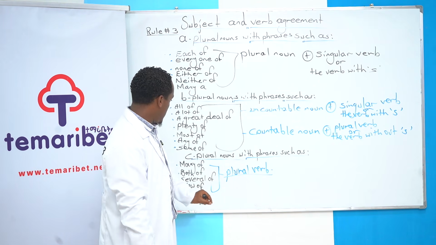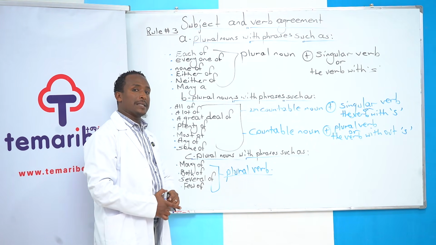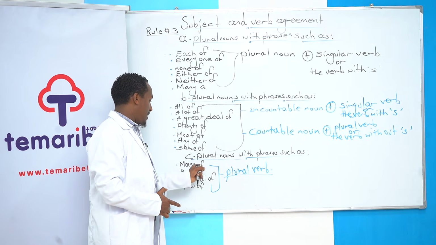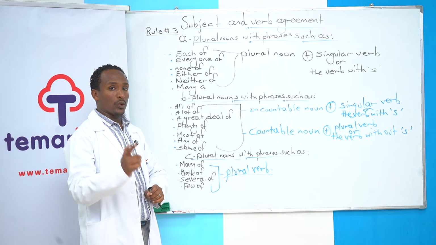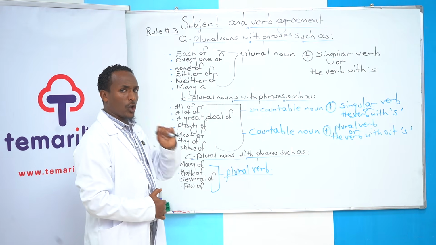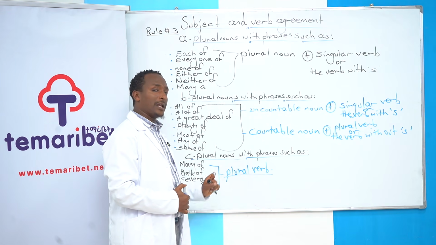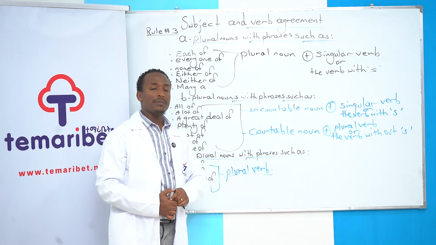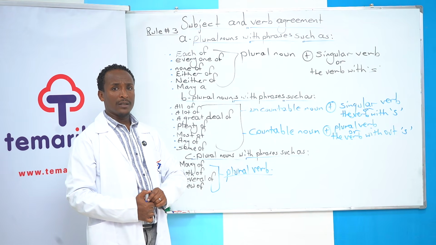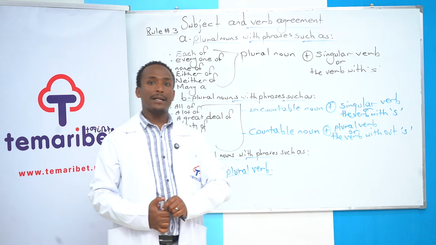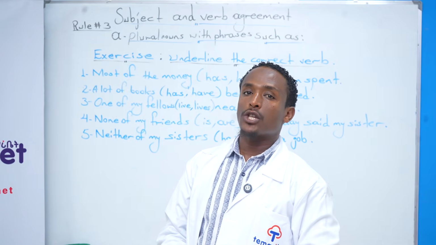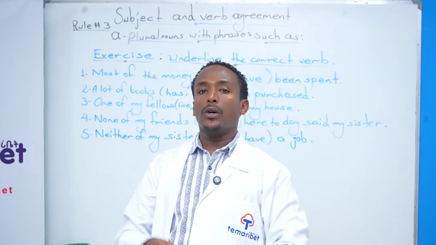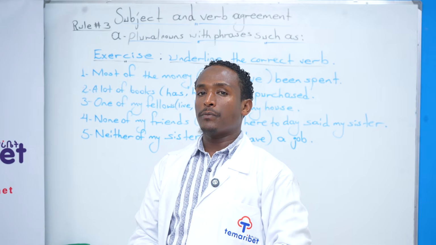Okay, the last one, plural nouns with these phrases like many of, both of, several of, and a few of. As I told you earlier, these phrases always come with a plural noun, so the verb must be plural. Let's do some exercise. Two verbs are given for you as a choice. You are going to underline or put your answer on the piece of paper.